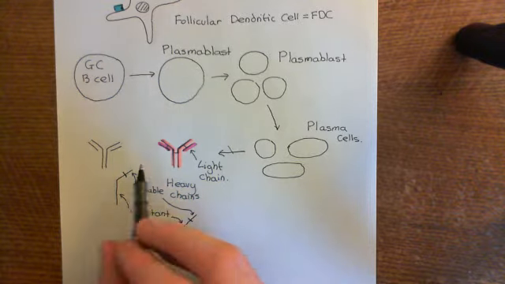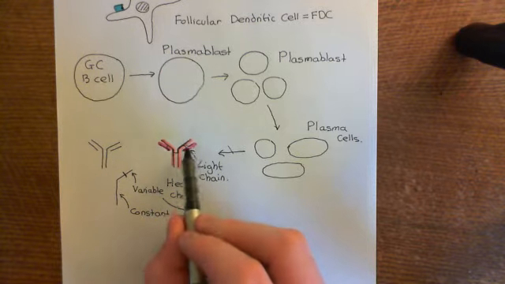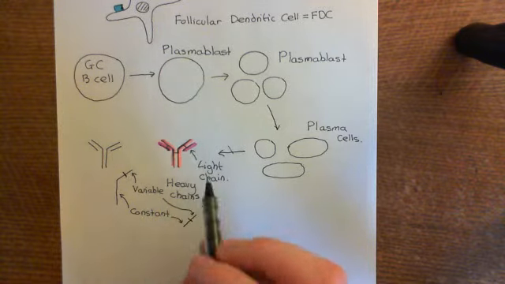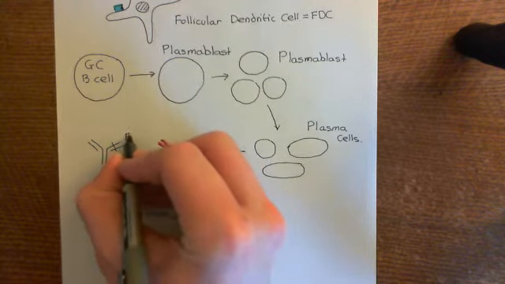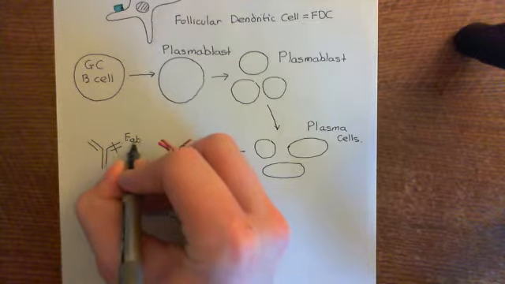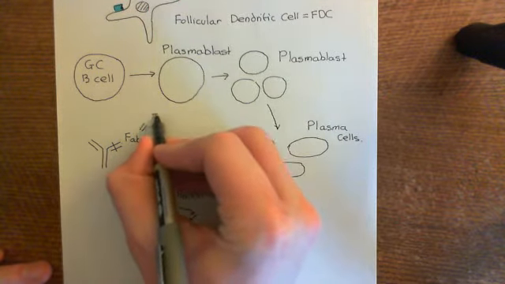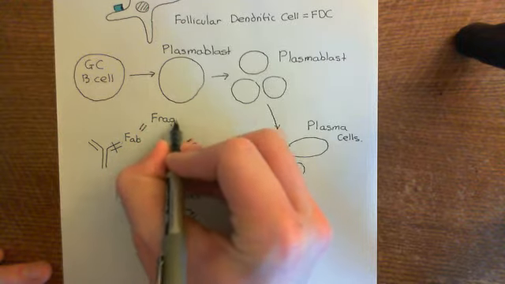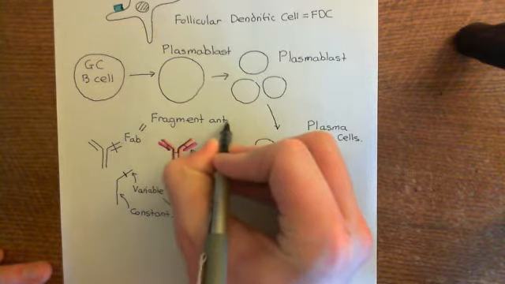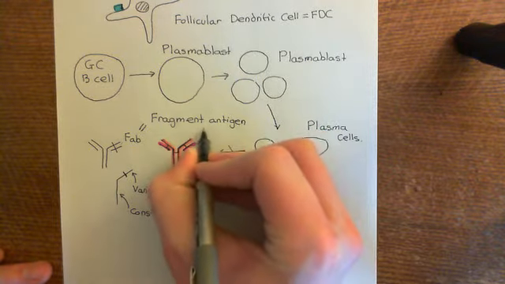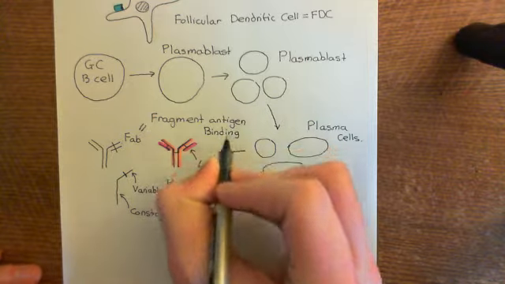Now, the variable region of the heavy chain and the variable region of the light chain come together to make the antigen binding site, which remember is called FAB, the fragment that binds the antigen, fragment antigen binding. So the big F means fragment, and then the subscript AB means antigen binding. So this is the antigen binding fragment.